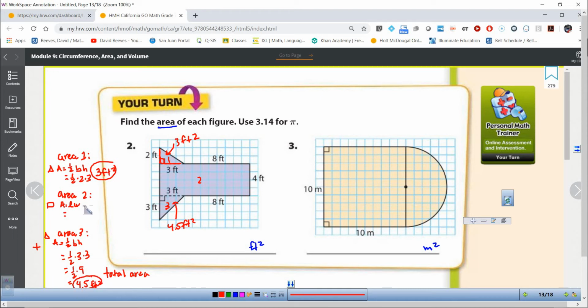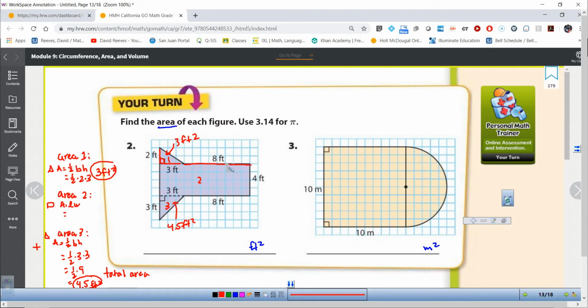All right, here we go. And then finally, the rectangle, which I called number 2, area number 2, the area of a rectangle is length times width. All right, now we have to be careful here because you see this 8 and you might be tempted to use 8 for the length. But if you take a look, 1, 2, 3, 4, 5, 6, 7, 8, they did make these to scale.